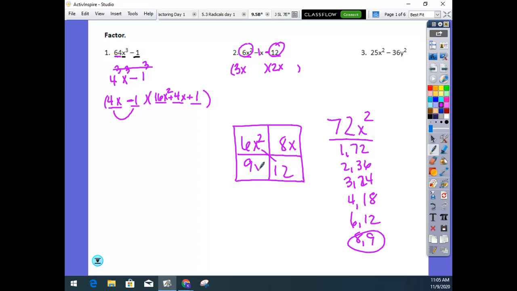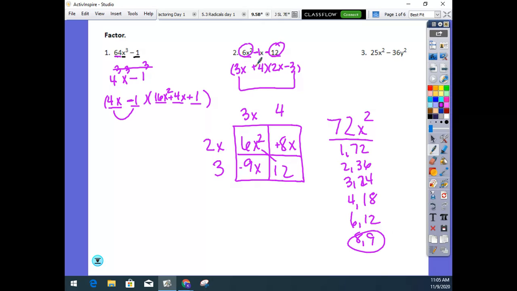8x and 9x, because I still need the x squared. Then we look for the GCF. If I look at the GCF this way, it's 3x. GCF this way, 4. GCF this way, 2x. GCF this way, 3. So 3x gets the 4, 2x gets the 3. To get a negative 1, I need the 9 to be negative. Negative 9 plus 8. And that's my factored form.